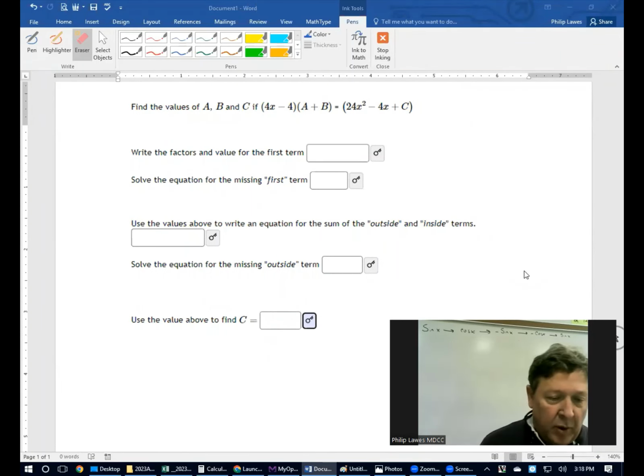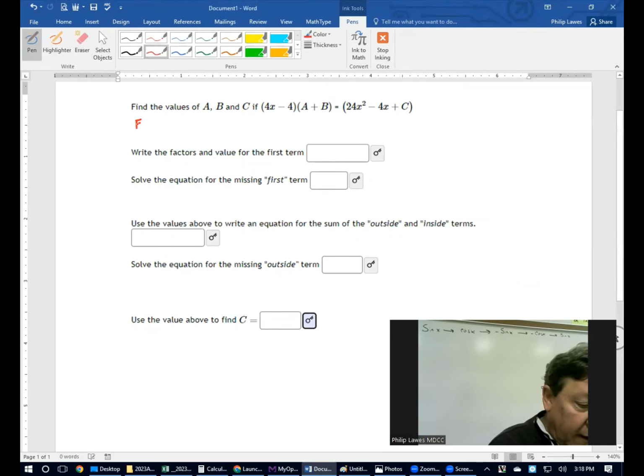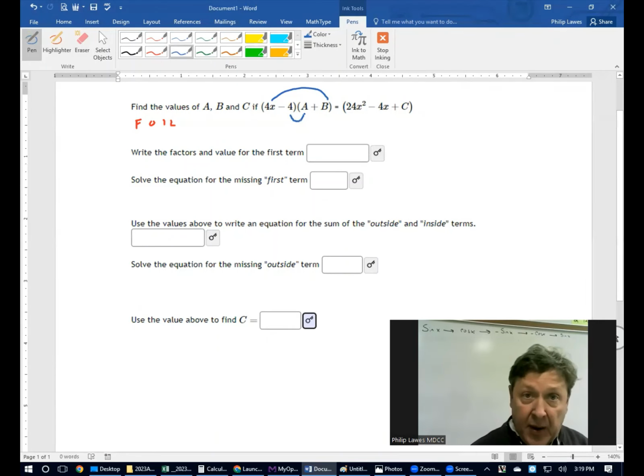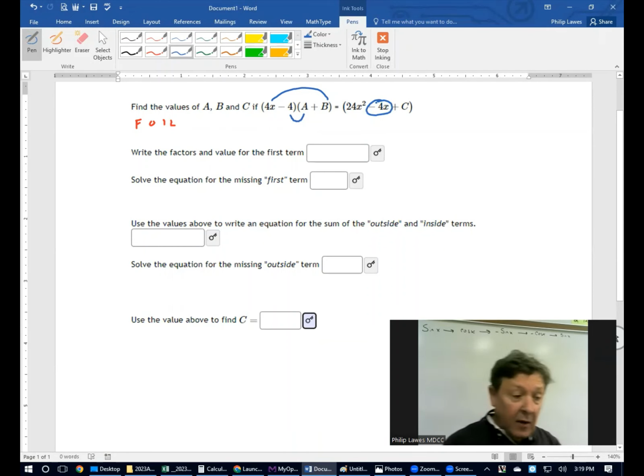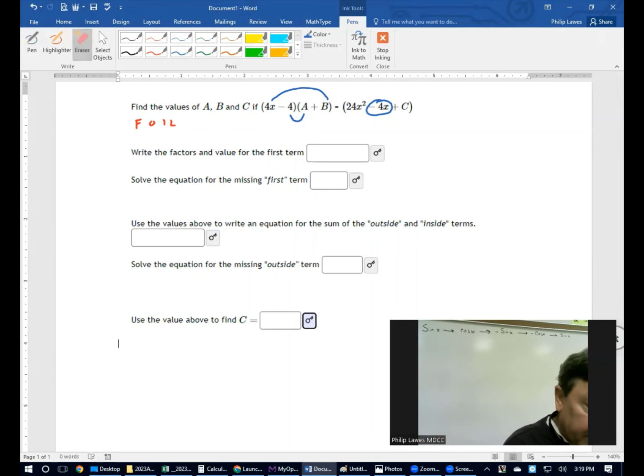Okay, so to work on this problem, we're going to revisit the ideas behind the FOIL method, behind multiplying using the FOIL method. We know that these first two are going to multiply to give us the first term. We also know that these last two are going to multiply to give us the last term. And finally, that the outside pairs plus the inside, the product of the two outsides and the product of the two insides, are going to add to give us the middle term. So we're going to use that idea to solve the equation and find the missing pieces.